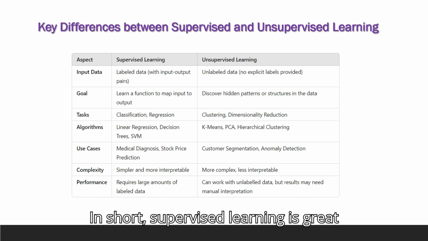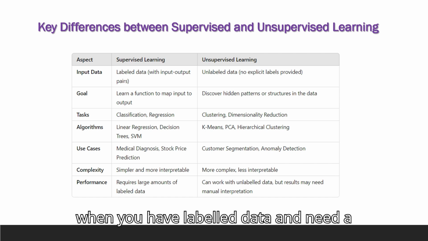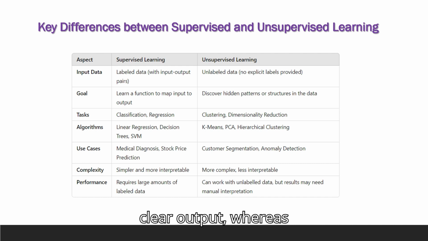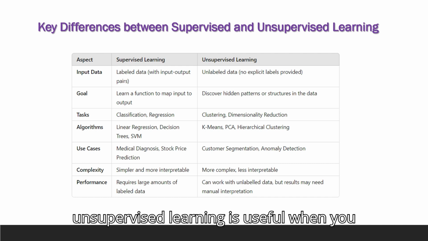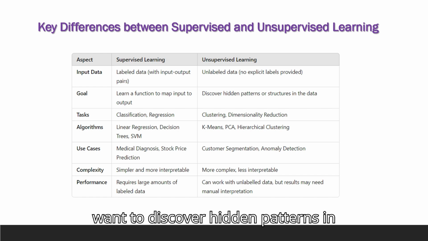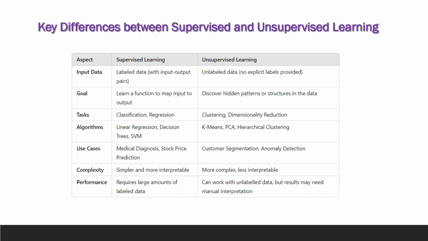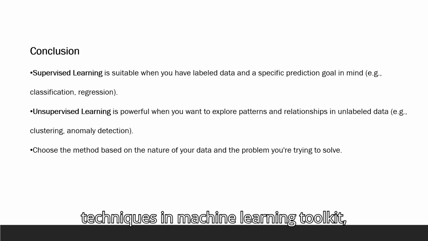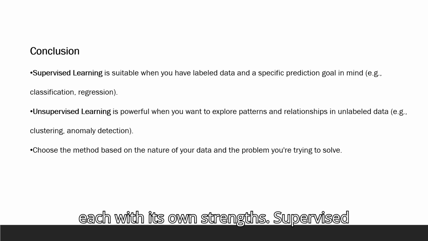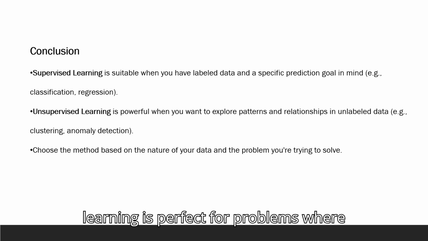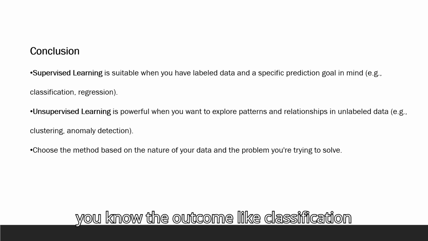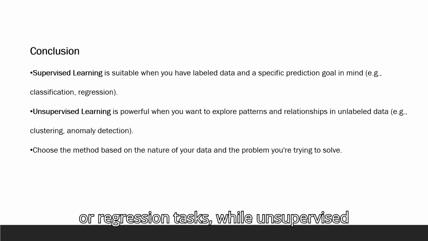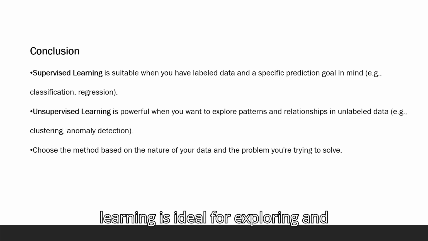In short, supervised learning is great when you have labeled data and need a clear output, whereas unsupervised learning is useful when you want to discover hidden patterns in unlabeled data. To wrap up, both unsupervised and supervised learning are essential techniques in the machine learning toolkit, each with its own strengths. Supervised learning is perfect for problems where you know the outcome, like classification or regression tasks, while unsupervised learning is ideal for exploring and discovering patterns in the data.